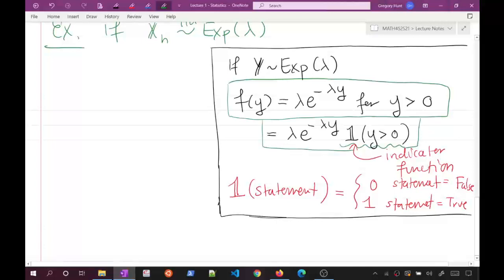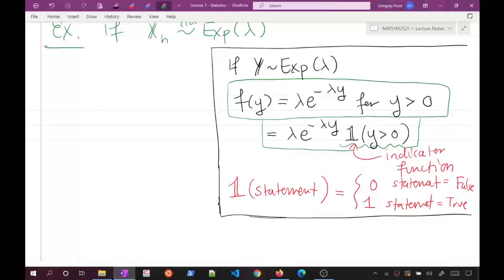Why? Because if y is bigger than 0, this indicator function basically goes away. It just becomes the number 1. You're just multiplying by the number 1. So it's lambda e to the negative lambda y if y is bigger than 0. If y is less than 0, the indicator function here becomes 0. And so you multiply whatever by 0, and the whole thing goes to 0. And that we know is the correct way of specifying the PDF.